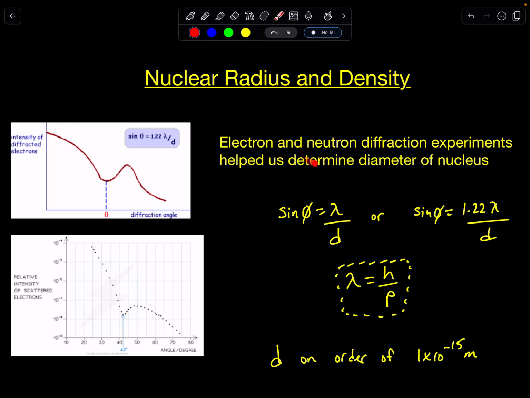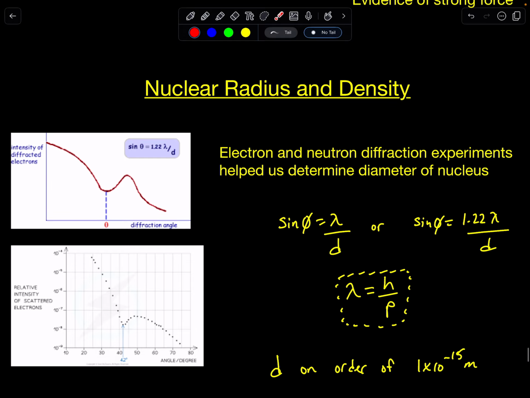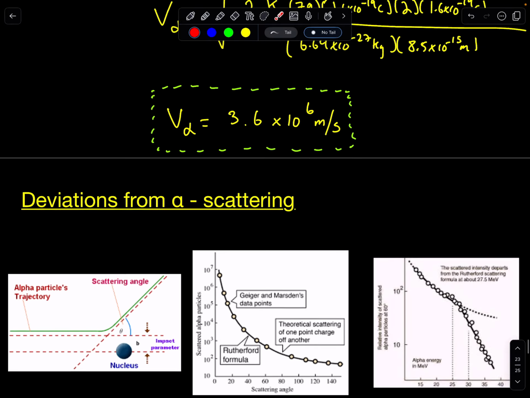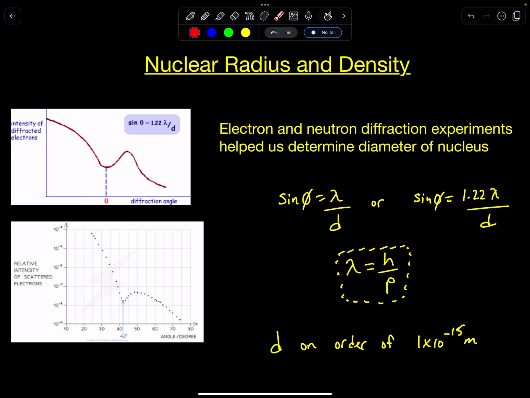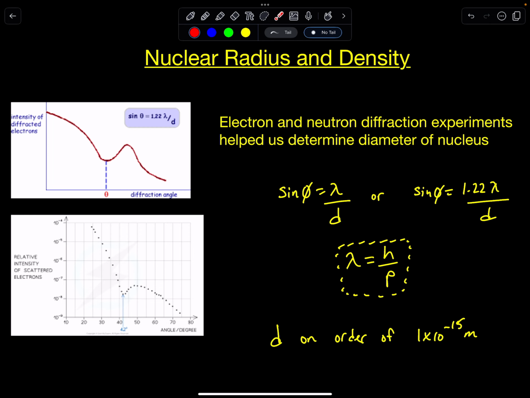So if I send a ray of neutrons at a nucleus or an atom, and I can change the energy of that neutron, I can then see how that neutron or electron diffracts as it goes around a nucleus. Let's see if I can find a nucleus here. Yeah, so how would a neutron diffract as it goes around that barrier? That's another type of experiment where we look at electron and neutron diffraction. We've seen this before when we talked about matter waves with electrons. I showed you examples of electron diffraction. Well, we can have electron or neutron diffraction.